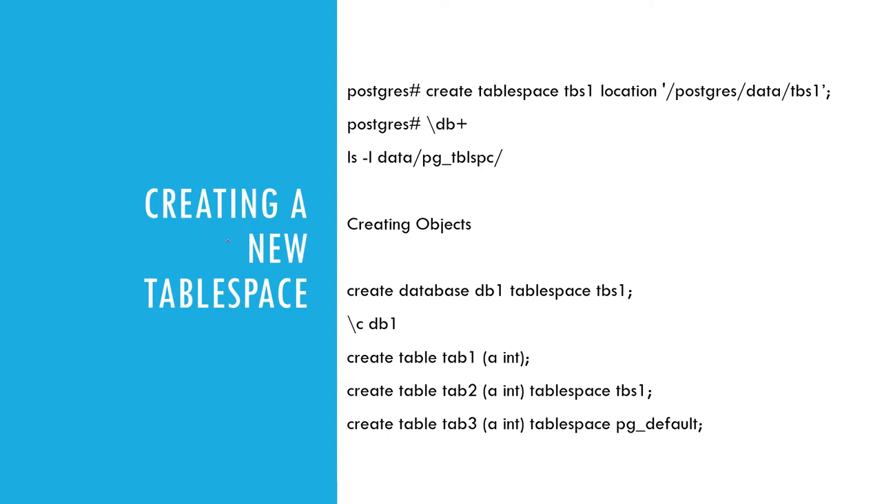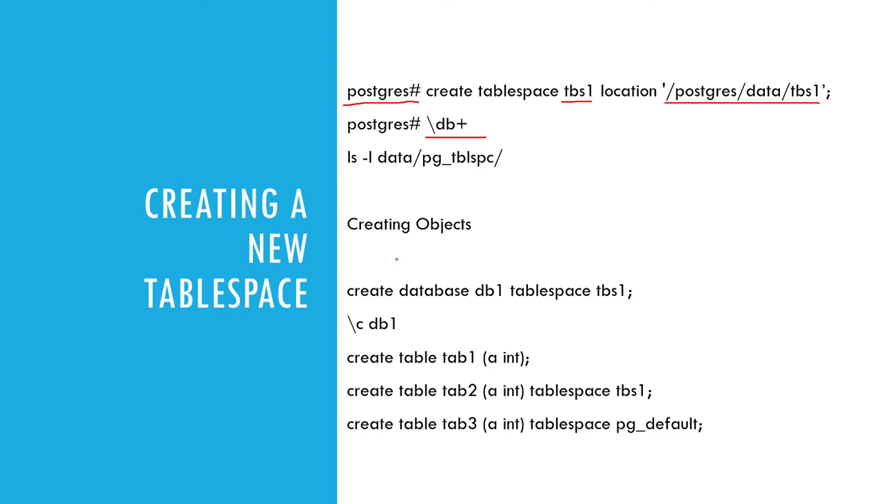And how do we create a new tablespace? For creating a new tablespace, you will have to log in to the Postgre command prompt and just say CREATE TABLESPACE, the name, and LOCATION, which is the physical location on your Linux system or your Windows system. And on the Postgre prompt, if you say \db+, this will show you all the tablespaces available.